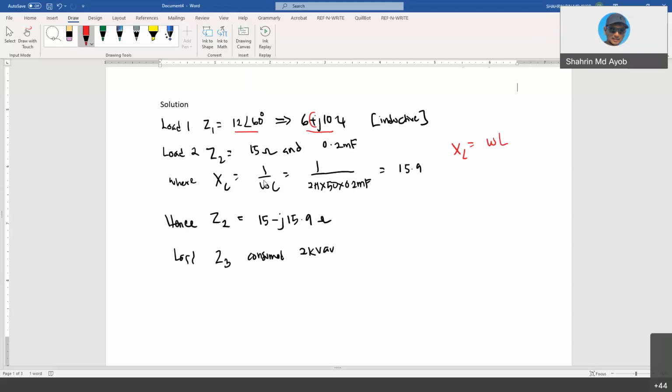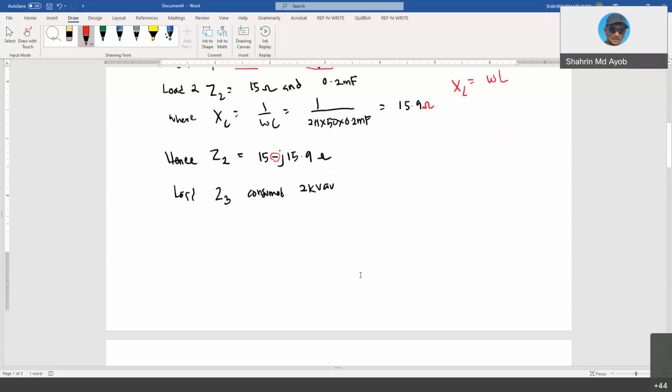So 1 over omega C, we will obtain this in ohm. Okay, 15.9 ohm. Since this is actually a capacitor, your impedance should be 15 minus j15.9 ohm. Okay, please note here, minus because this is actually a capacitor. And load 3 consumes 2 kilovar. Okay.